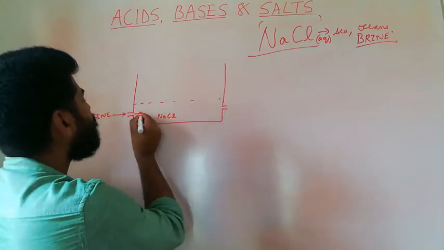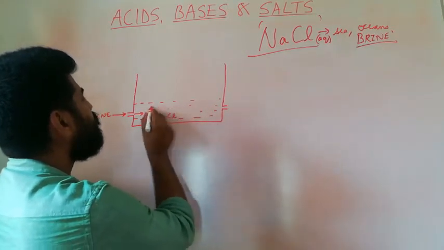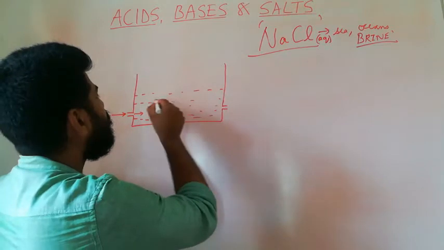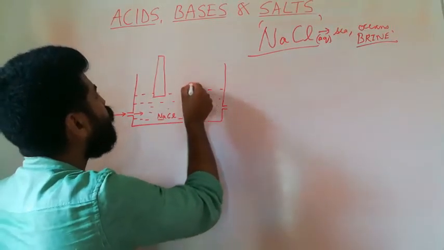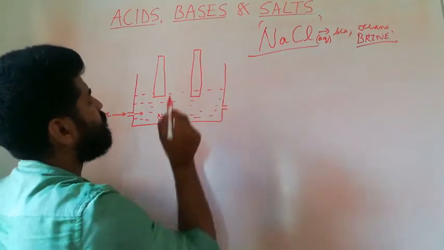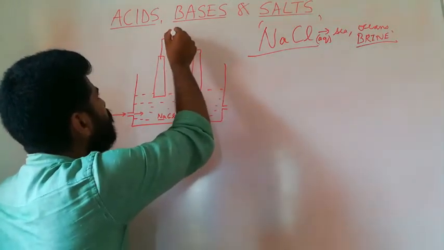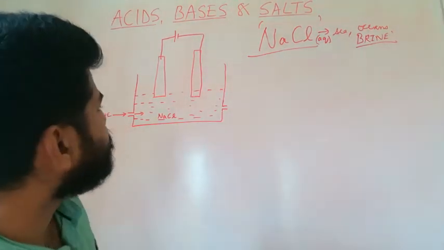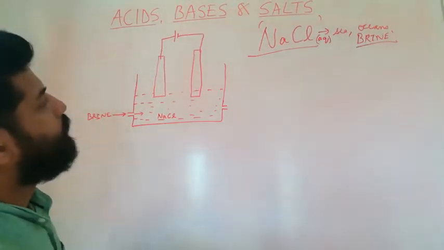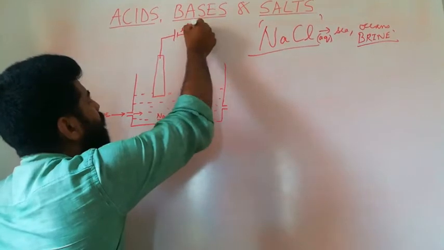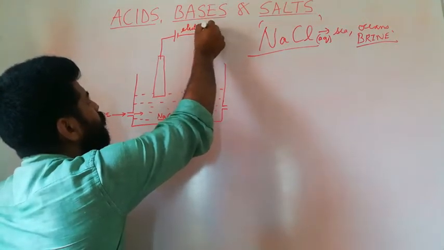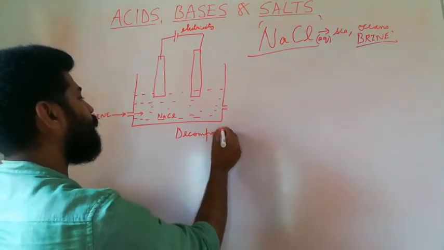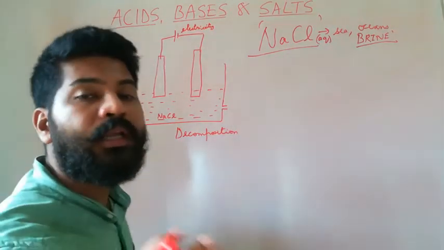So brine is this aqueous sodium chloride, and of course we need a cathode and an anode for electrolysis, and this cathode and anode are connected to a battery which produces the current. So when current is passed, that is electricity is passed, the sodium chloride undergoes decomposition. So it's an example of electrolytic decomposition.